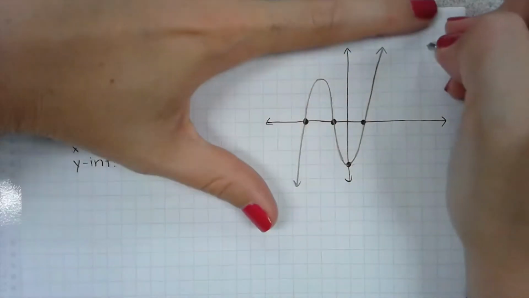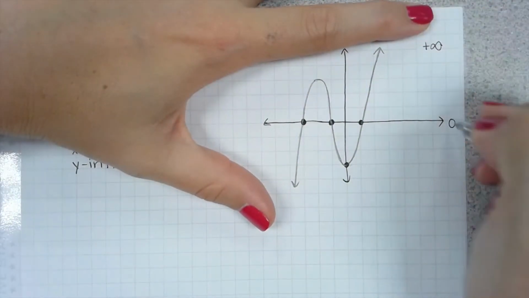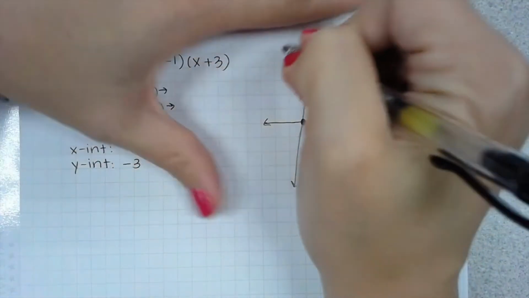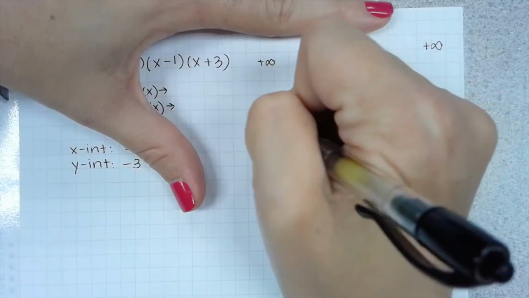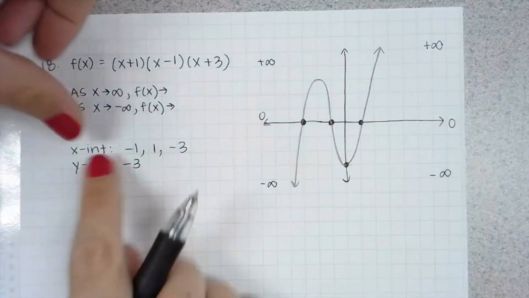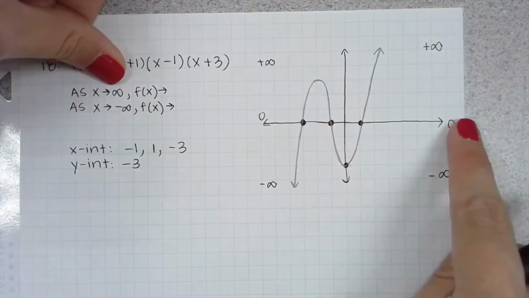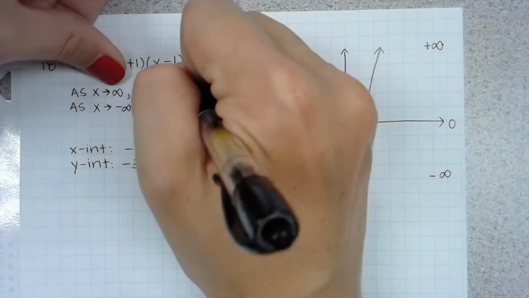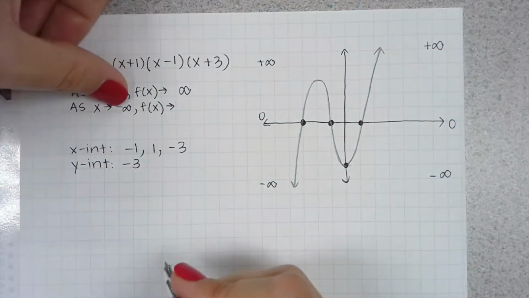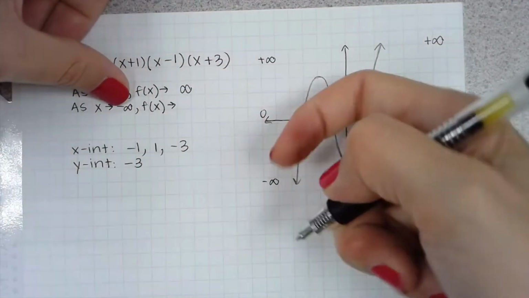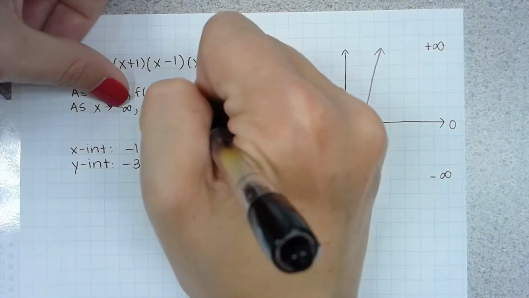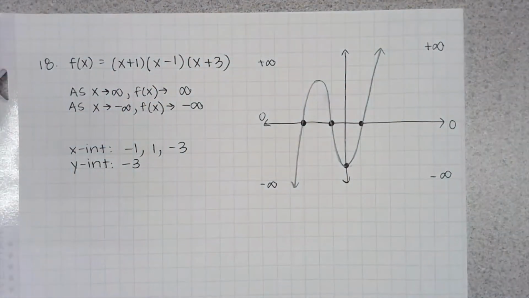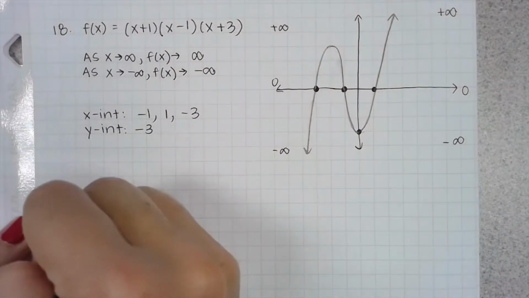Remember, for the end behavior, this is positive infinity, this is 0, this is negative infinity, and then this side of the graph goes the same way. So as x approaches positive infinity, as x goes to the right, y approaches positive infinity as well. As x approaches negative infinity, so as x goes to the left, f of x is approaching negative infinity. So the graph is going down. So those would be the answers for those questions.